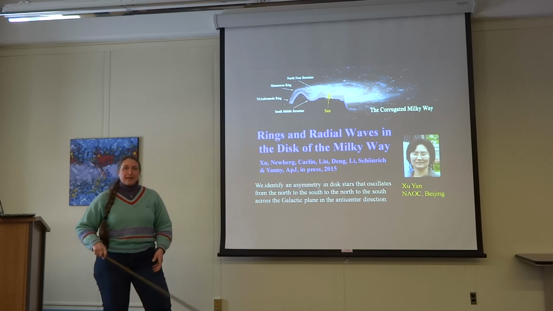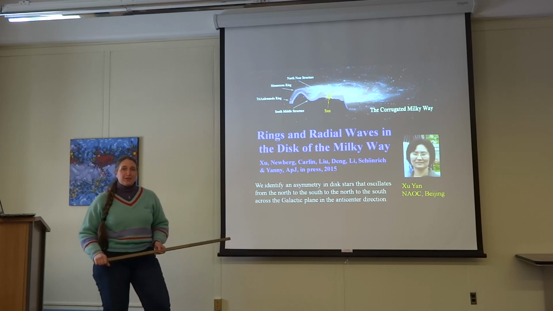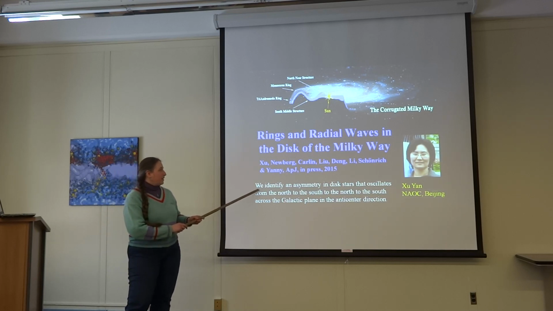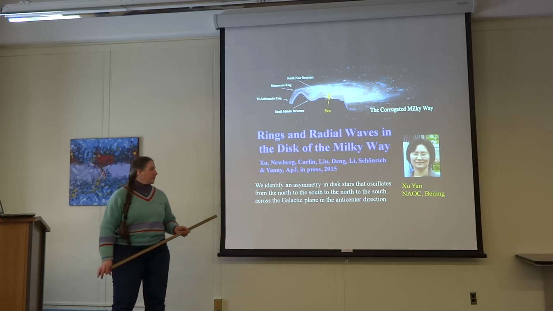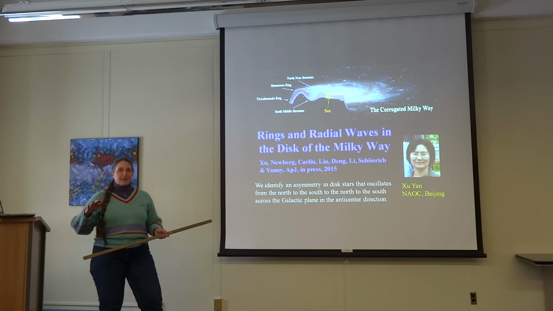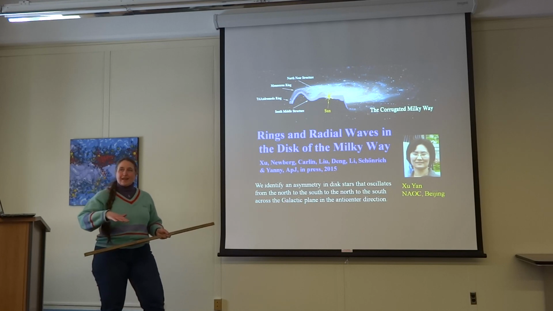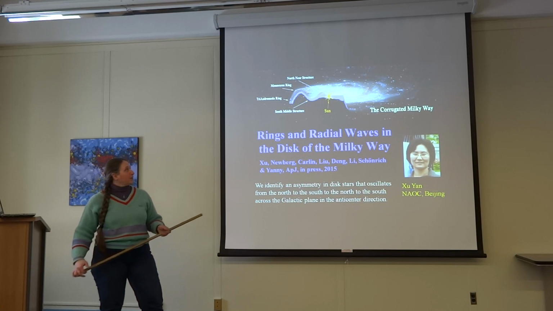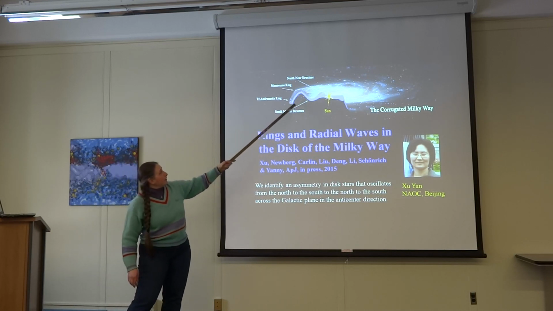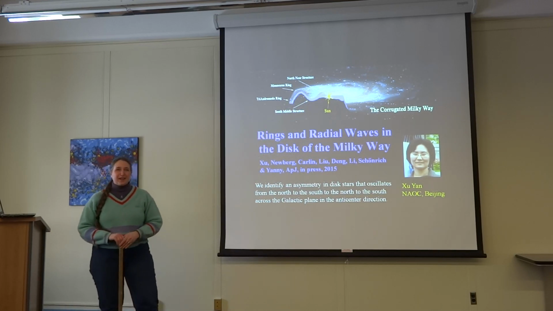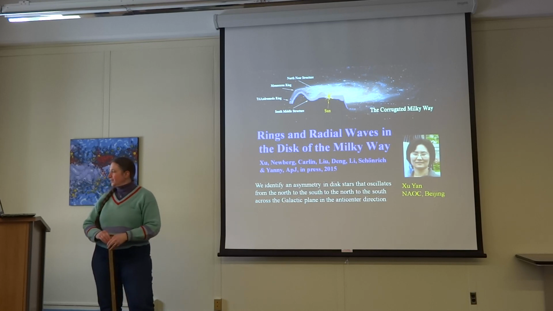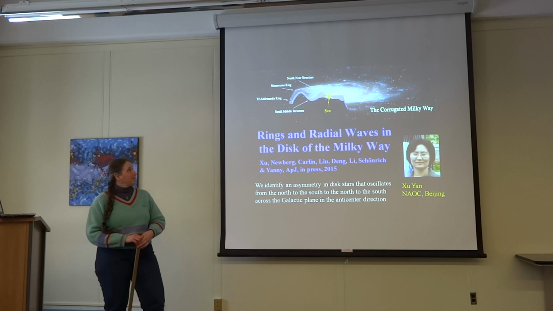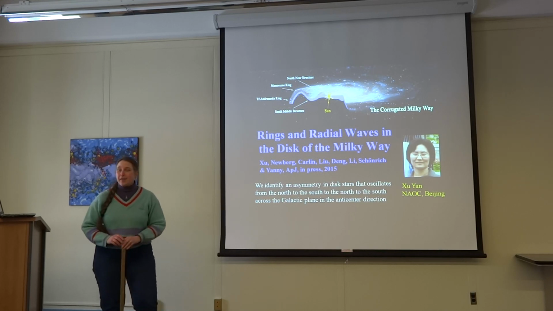So I'm going to try not to be too long in this, but in case you fall asleep before the end, what I want you to know is we identify an asymmetry in disk stars that oscillates from the north of the galactic plane to the south, to the north, to the south again, and that gives us the corrugated Milky Way, which has a silly picture at the top, which gives you the idea of what it is. So that's the result, and in the next few minutes, I hope that I convince you how it is that we know that.